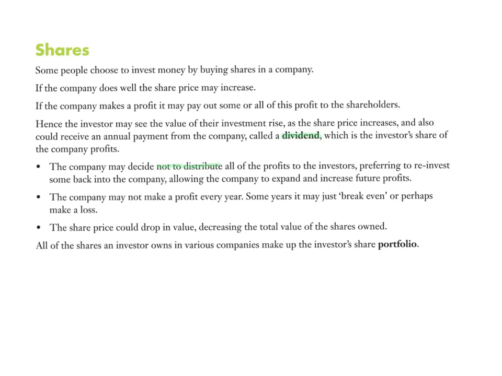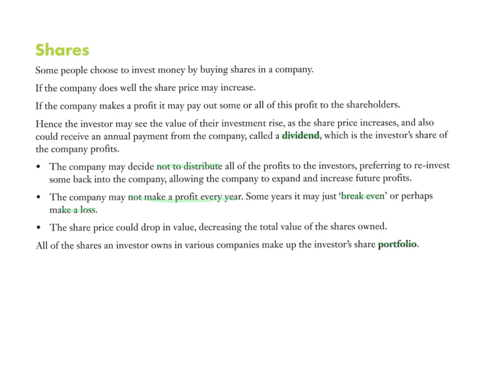The company may not make profit every year. Some years it may just break even or perhaps make a loss, and the share price could drop in value, decreasing the total value of the shares owned. All of the shares an investor owns in various companies make up a portfolio. So shares are risky business. There are less risky shares that you can invest in. And when you do superannuation, a lot of that money is actually put into shares decided by your superannuation company.